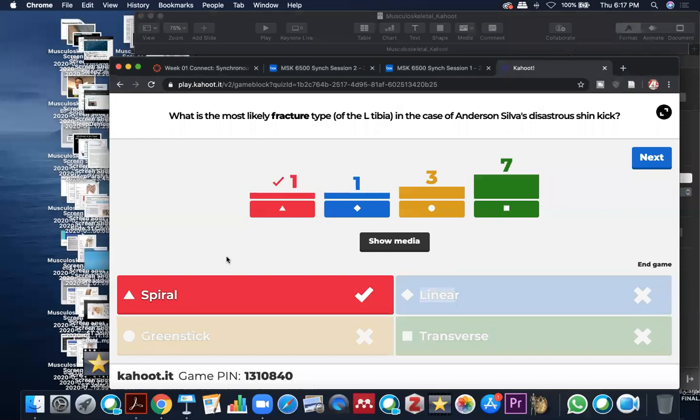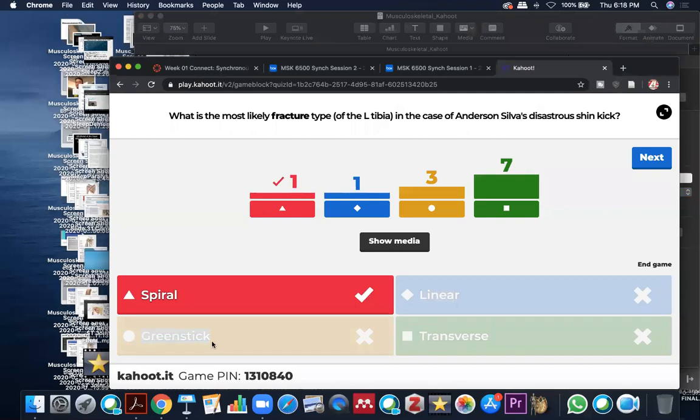But in any case, the nature of the force is pretty much perpendicular. It could be oblique, so it could have been an oblique fracture, but that's not here. So the only answer it could be is transverse. Even though greenstick fractures can also be caused by a perpendicular or oblique force.